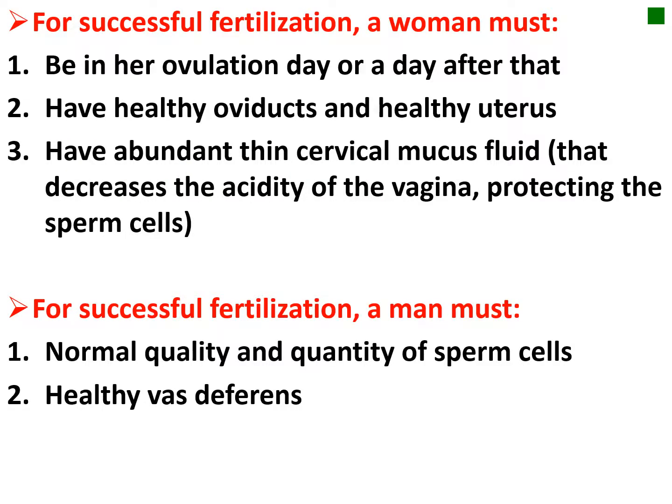For successful fertilization to occur, a woman must have abundant thin cervical mucus fluid that will decrease the acidity of the vagina, protecting the sperm cell. She should be in her ovulation day or a day after the ovulation, and should have healthy oviducts and a healthy uterus. For successful fertilization, a man must have normal quantity and quality of sperm cells and a healthy vas deferens.